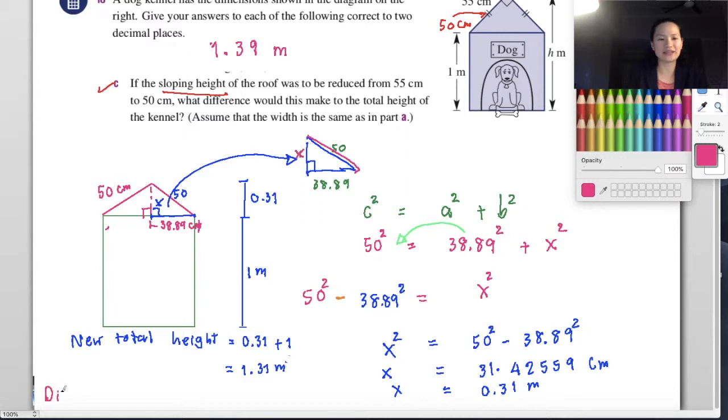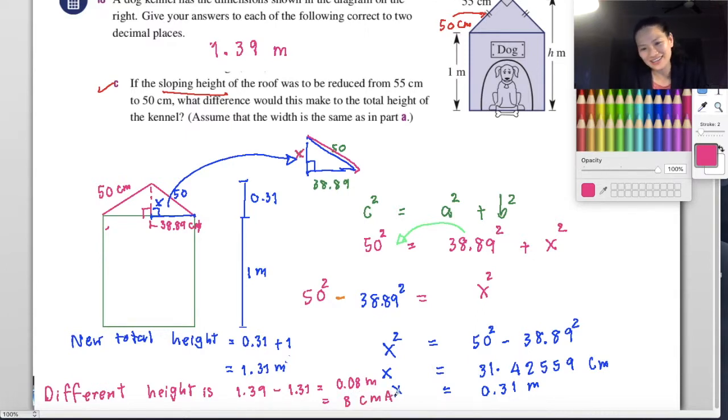So the difference in height is the old one, 1.39, minus 1.31, which equals 0.08 meter. If you multiply by 100, it's going to be 8 centimeters, and this is your answer.